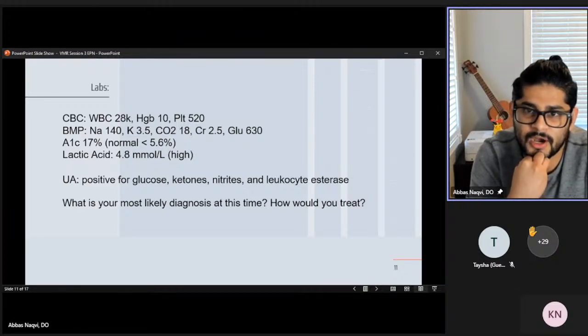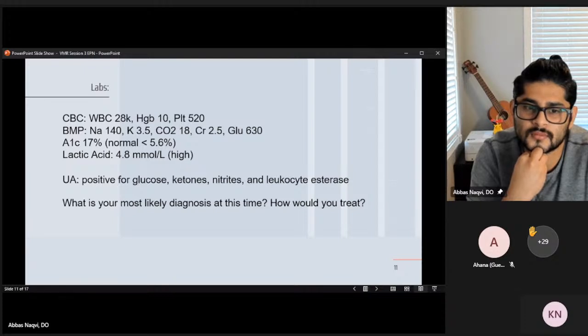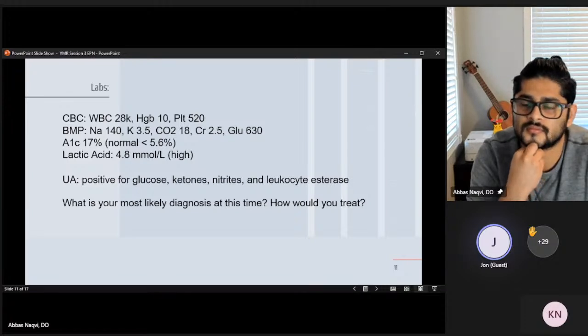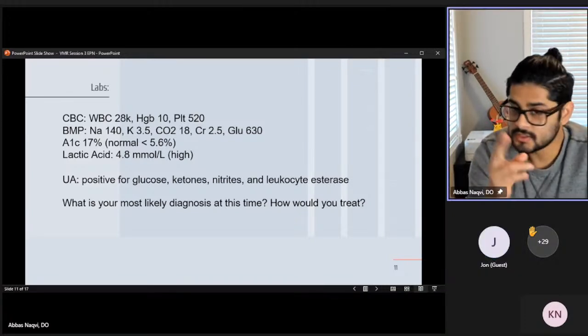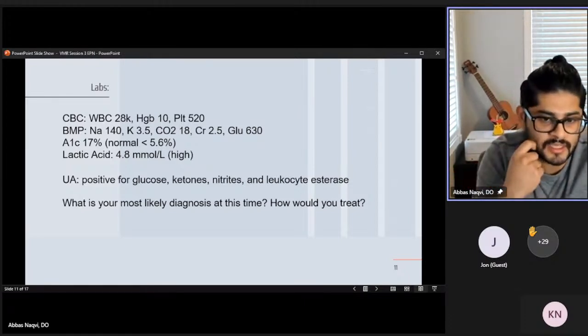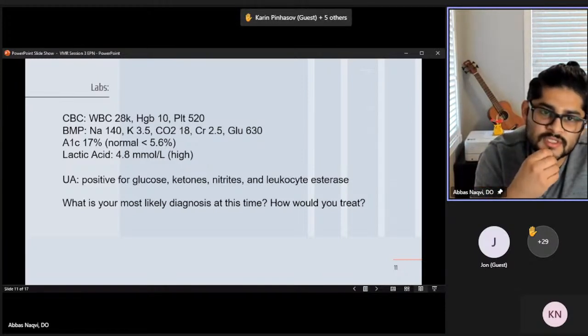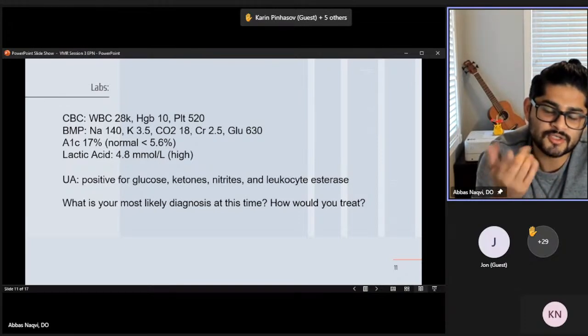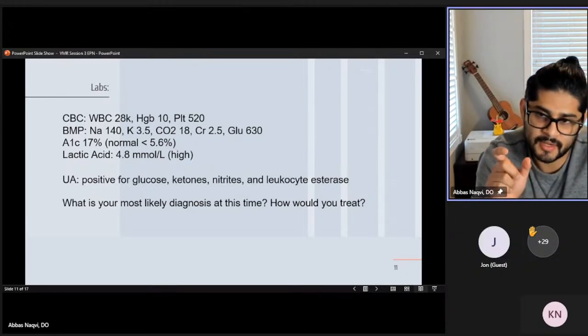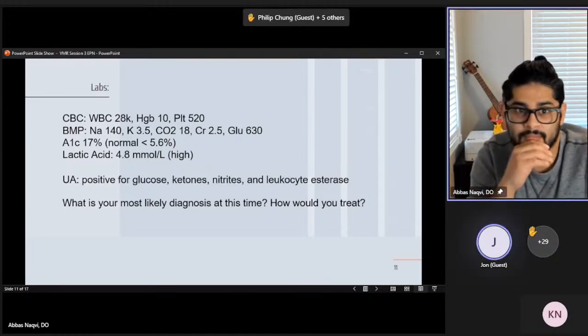Okay, so let's go to John. Anything else in here pop out to you? The UA is positive for glucose and ketones. So yeah, glucose and ketones. A lot of times it's going to be with the DKA process that we talked about, and also her diabetes. Nitrites are a marker for bacteria, and then leukocyte esterase is inflammation in the bladder.